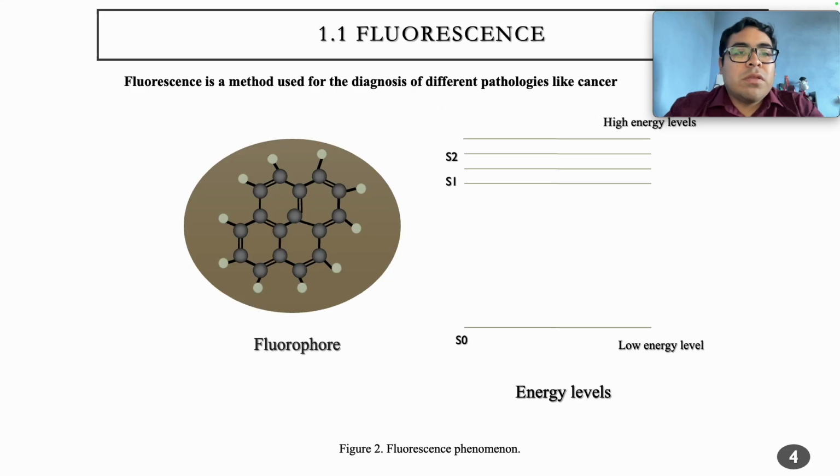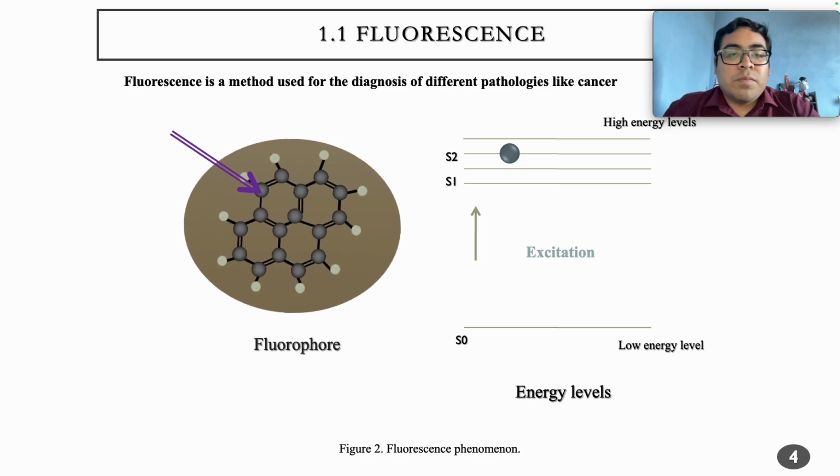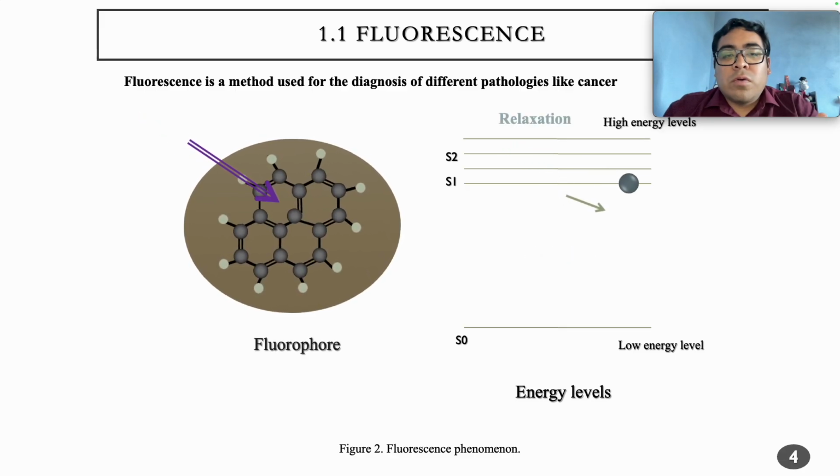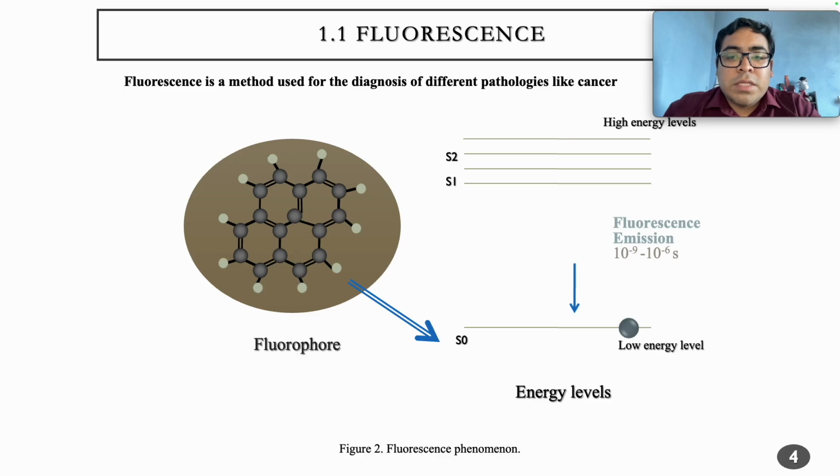Fluorescence is a method used for the diagnosis of different pathologies like cancer. The animation shows the fluorescence process. We have a fluorophore that absorbs light and becomes excited from the ground state, that is zero, to a higher energy state or high energy level. This is S1 or S2. After a short relaxation, it returns to the ground state by emitting light.